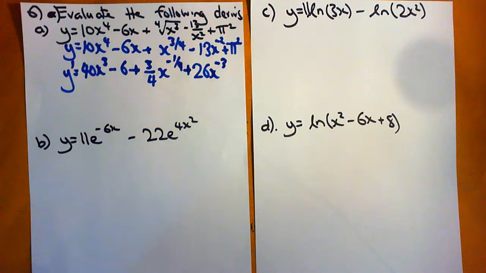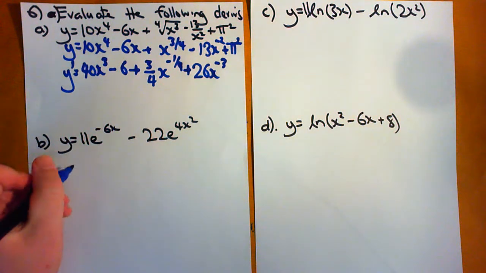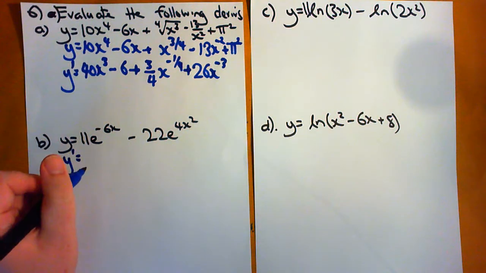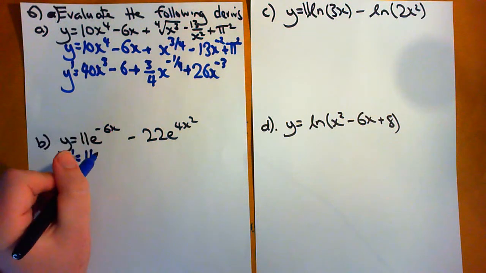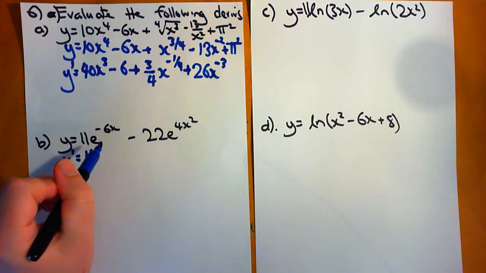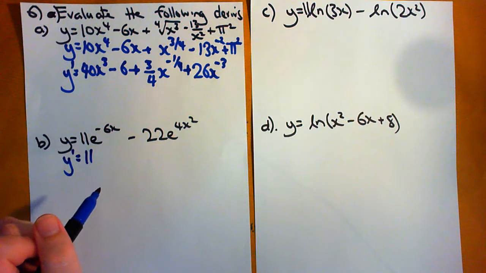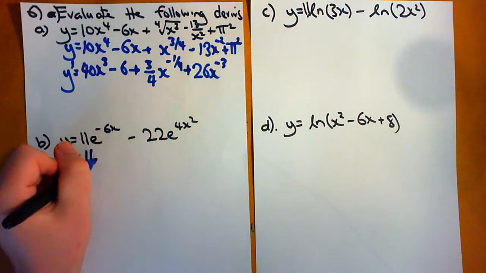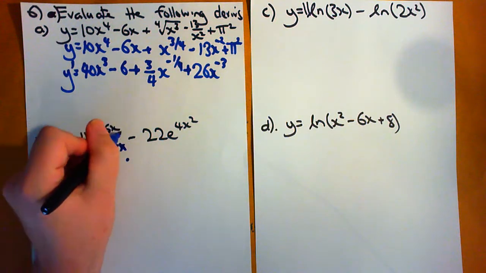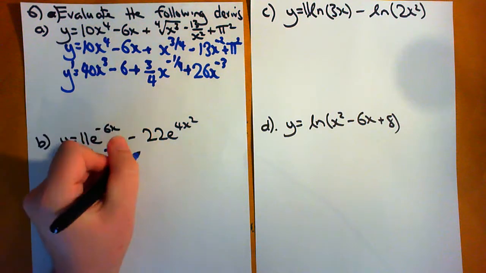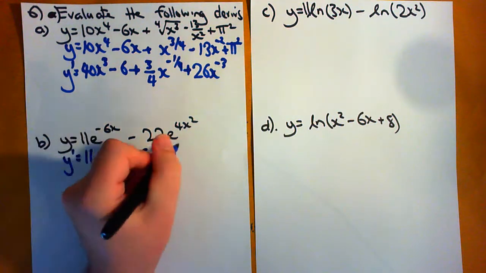Question B, we have the exponential function y equals 11e to the minus 6x minus 22e to the 4x squared. So we've got y dash, because we're differentiating. 11 is a multiplying constant which stays there. When we differentiate an exponential, we need to use the chain rule. We'll do that the quick way. So an exponential stays as it is. So it's going to be e to the minus 6x times the derivative of that power. Minus 6x differentiates to minus 6.